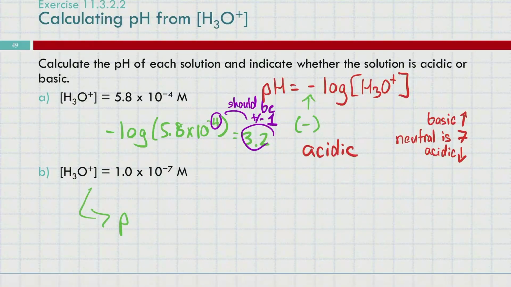This is going to give us a pH of 7. If we have a pH of 7, does that mean it's acidic, basic, or neutral? It is neutral. Questions about pH?